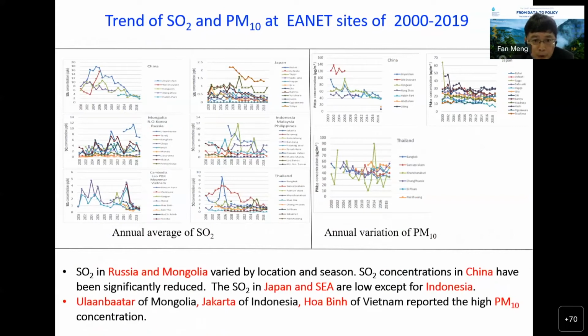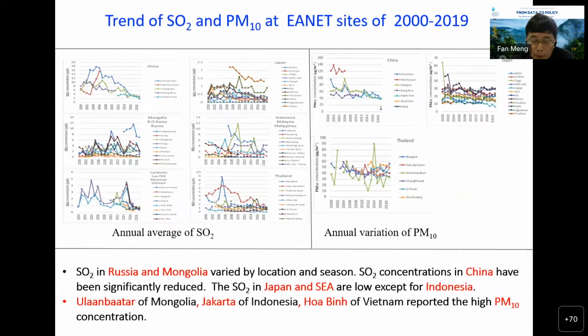So these two charts are for sulfur dioxide and PM10. Sulfur dioxide in Russia and Mongolia sometimes reports high concentrations, and in the past 20 years we see that the very high sulfur dioxide concentration in China has significantly reduced. In other countries, sulfur dioxide is basically low except for Indonesia, where it's a little bit high. And in Mongolia, Indonesia, and Vietnam, recently they report high PM10 concentration.